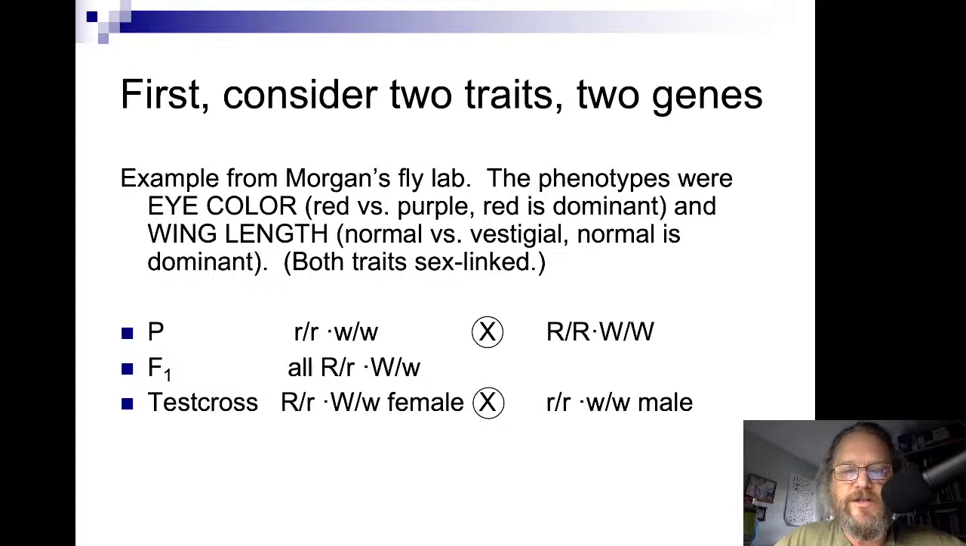Okay, so this is an example from the fly lab. You've got red versus purple eyes, red being dominant, wing length normal versus vestigial. Normal is dominant. As it turns out, both of these traits are sex linked, meaning that they're on the X chromosome. Okay, genotypes of, here's my tester. No, excuse me, that's the parental lines, and so this is getting the F1s, and so the test cross, sorry, I got a little ahead of myself here. Here's our heterozygous female with our tester male.